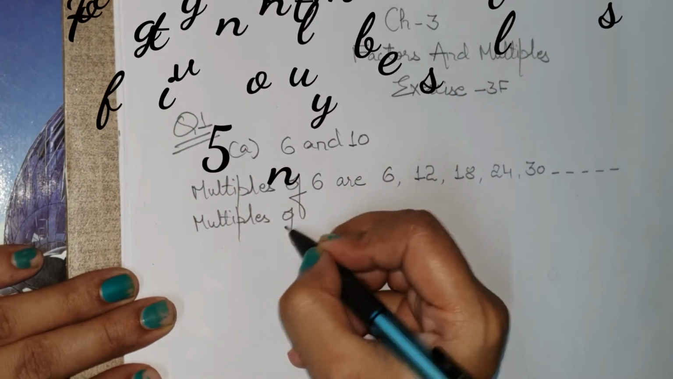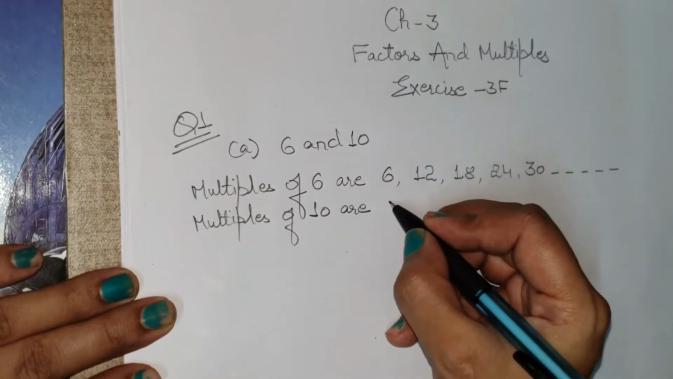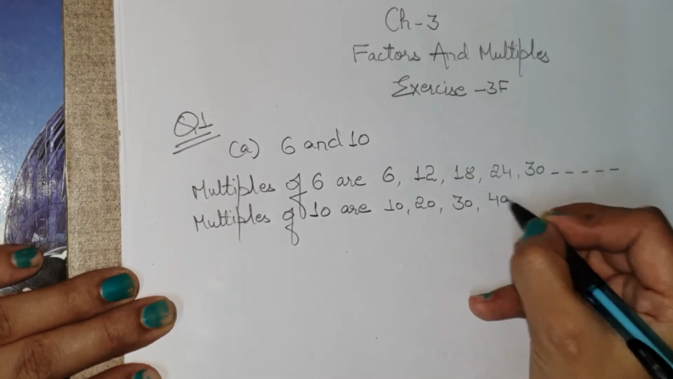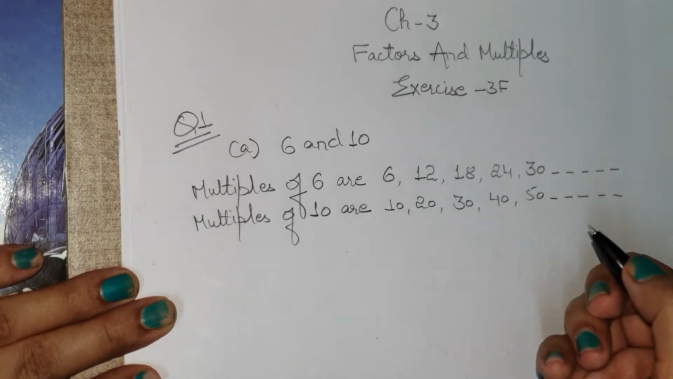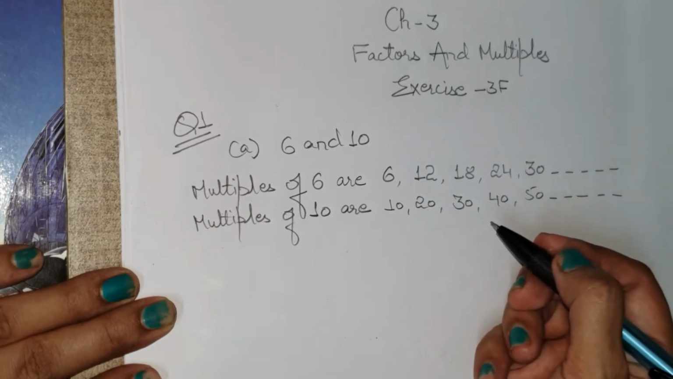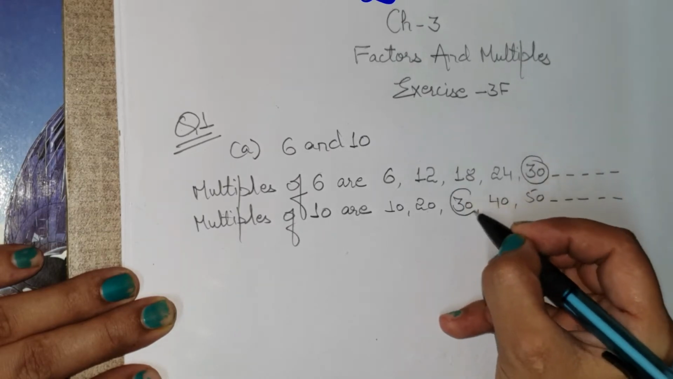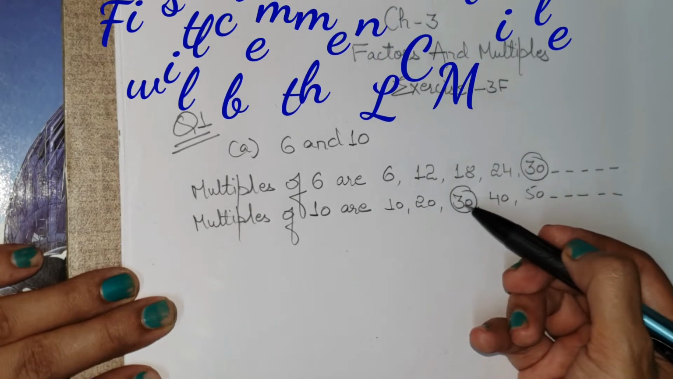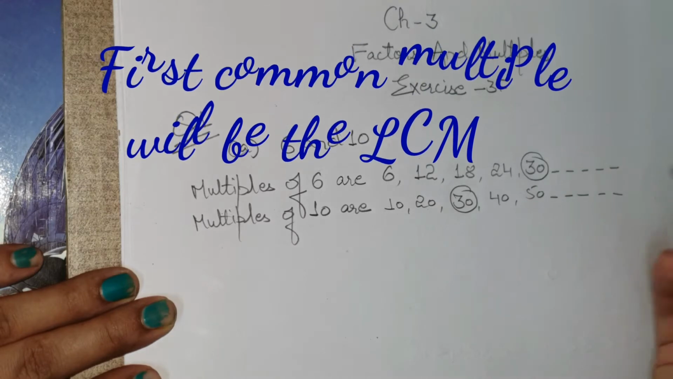Multiples of 10 are, here also we will write the table of 10 till 5 only. So 10 1s are 10, 10 2s are 20, 10 3s are 30, 10 4s are 40, 10 5s are 50. After writing, we will see whether we have got any common multiple here. So yes, we have got one common multiple, that is 30. If we had not got any common multiple here, then we would continue writing the multiples of both till 10 at least.